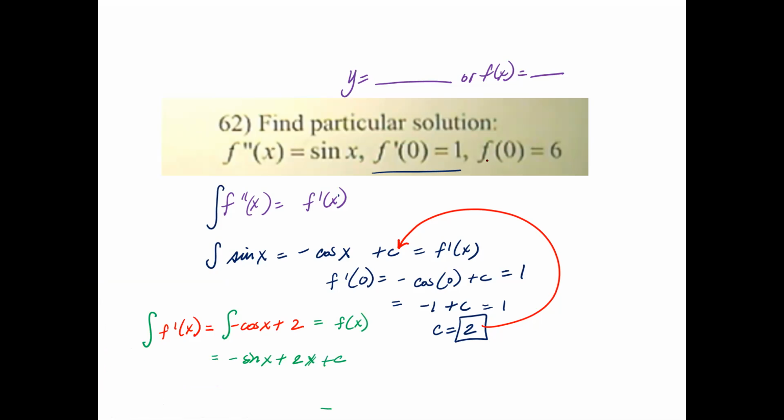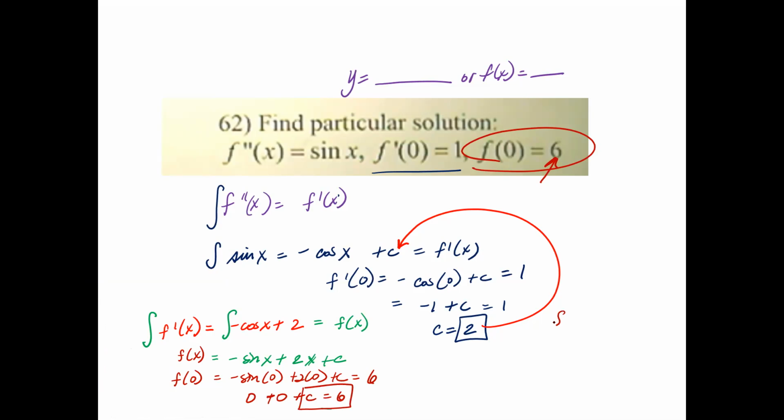And it's also given to you that f of 0 equals 6. So then if I do f of 0, because this is now f of x, negative sine of 0 plus 2 times 0 plus c is equal to 6. So see how we're working backwards? Well, sine of 0 is going to give you a 0. 2 times 0 is a 0. Plus c equals 6. So c equals 6. So then my final answer is f of x is equal to negative sine x plus 2x plus 6. And this is your answer.